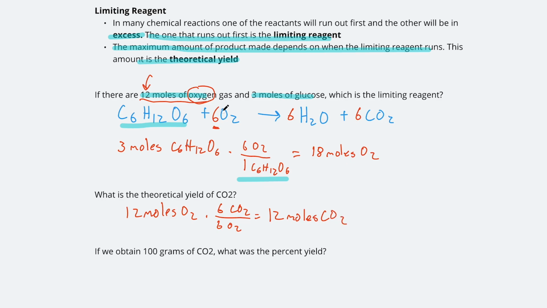And the problem would tell you on the MCAT if you want the theoretical yield to be in moles or grams. We just solved it for moles here. If it wanted it in grams, you do the exact same thing, and then you just multiply the 12 by the molar mass for CO2.